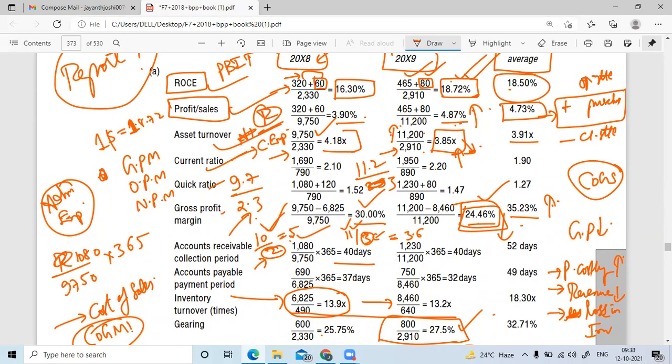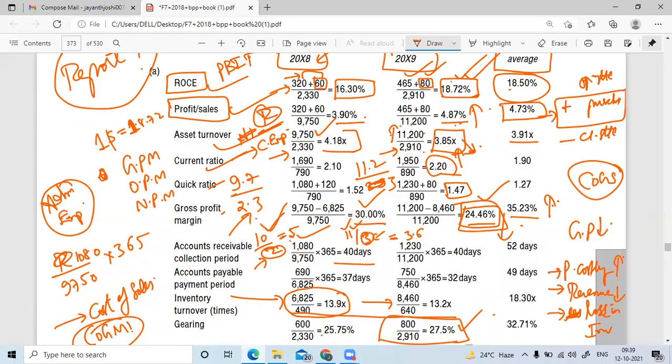The other points are pretty clear because they were discussed. Current ratio is fairly good here, better than the industry average. The liquidity is high. Quick ratio is less, but better than the industry average. So what does it mean?